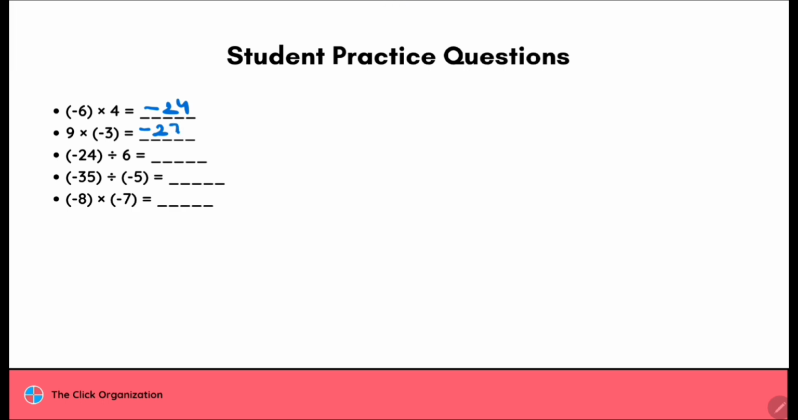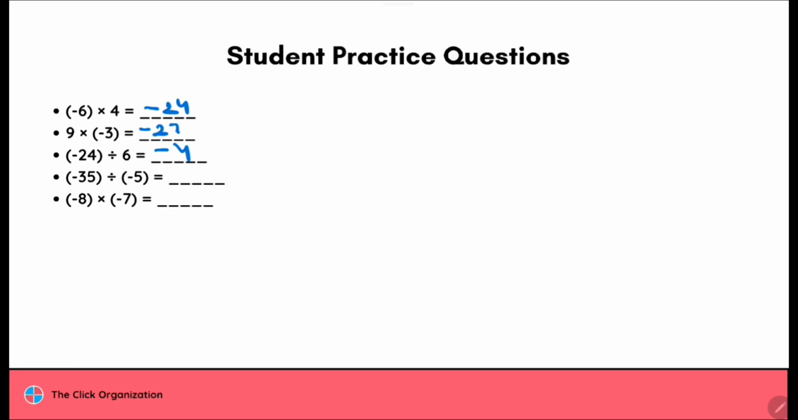Question number 3 says minus 24 divided by 6. In this question, both the integers, they have different signs. So the answer would obviously be a negative answer. So 24 divided by 6 is 4. So the answer would be negative 4.